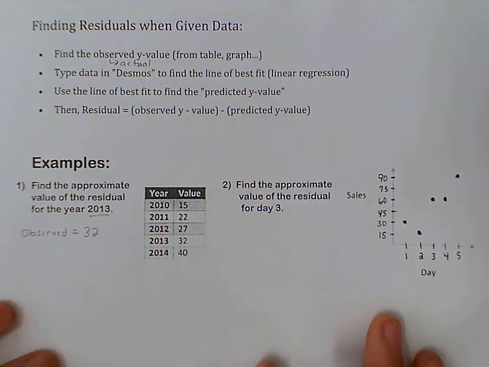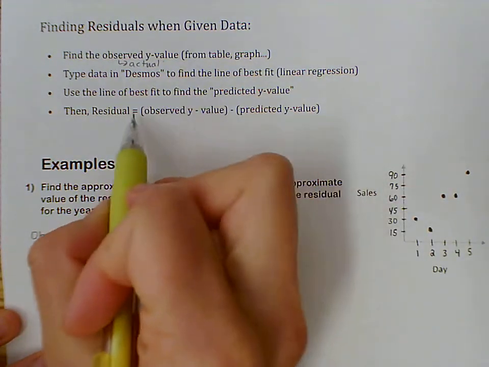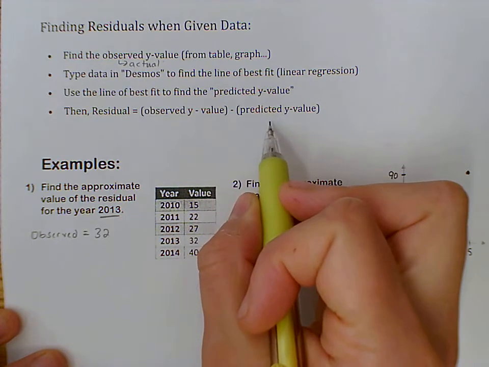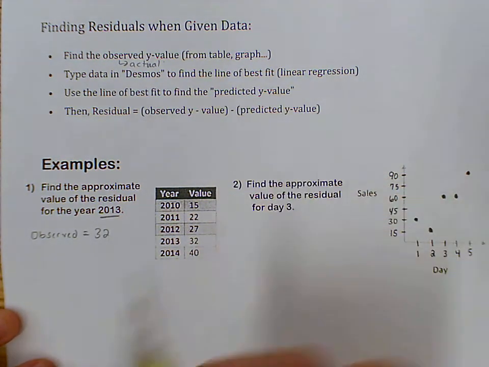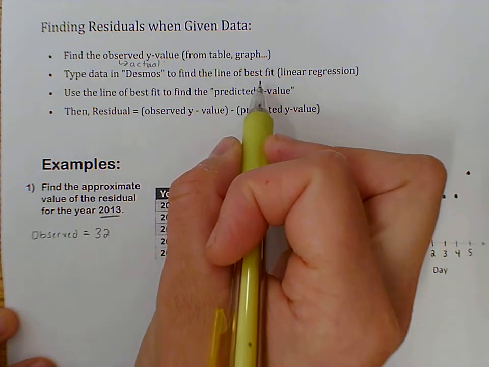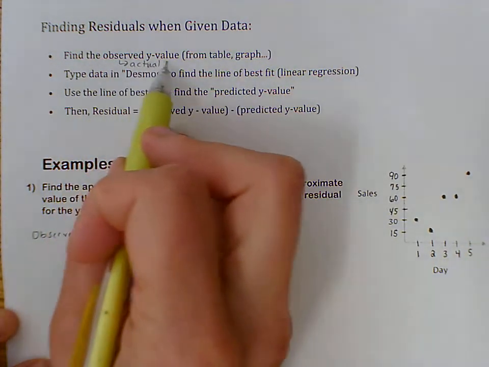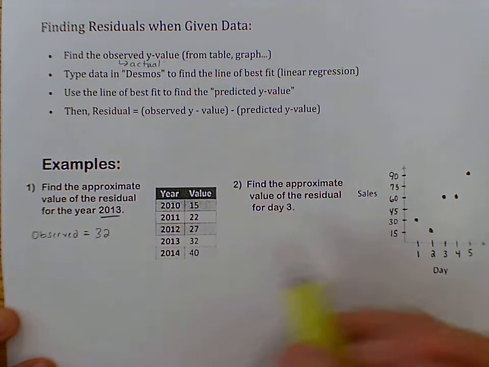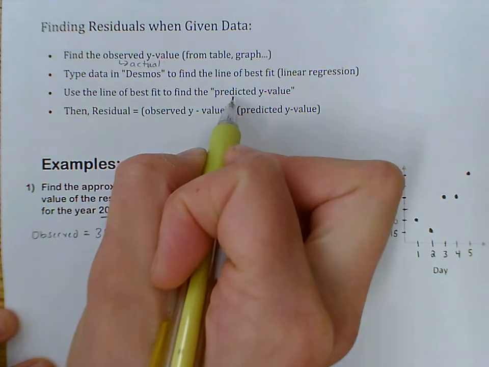So what you have to do, remember, to find the residual is take that observed Y value and subtract the predicted Y value. So how do we find the predicted Y value? Well, that's where you had to actually use the line of best fit. So that's the next thing we do. So the first thing, find the observed Y value, and you just get that from the table or the graph. And then you're going to work on finding your predicted Y value.